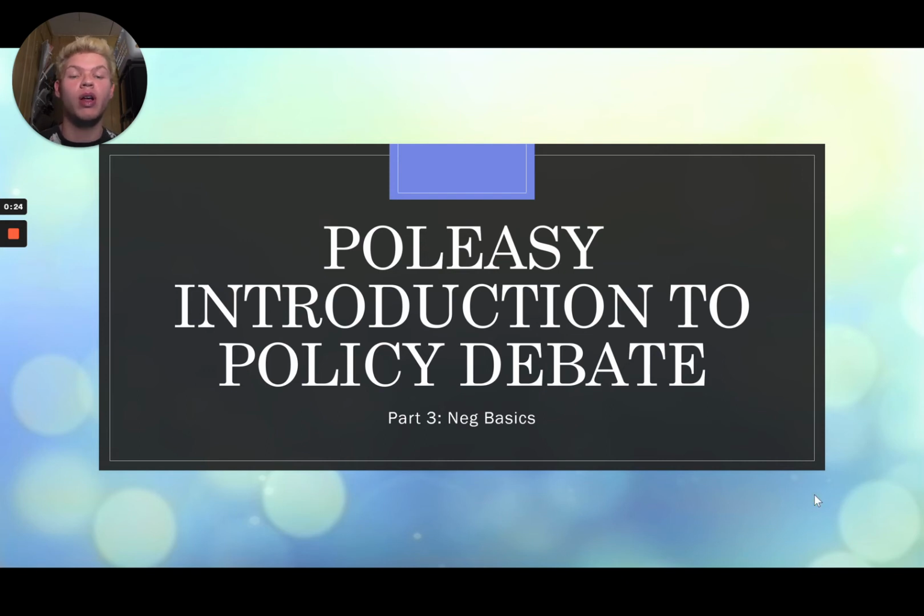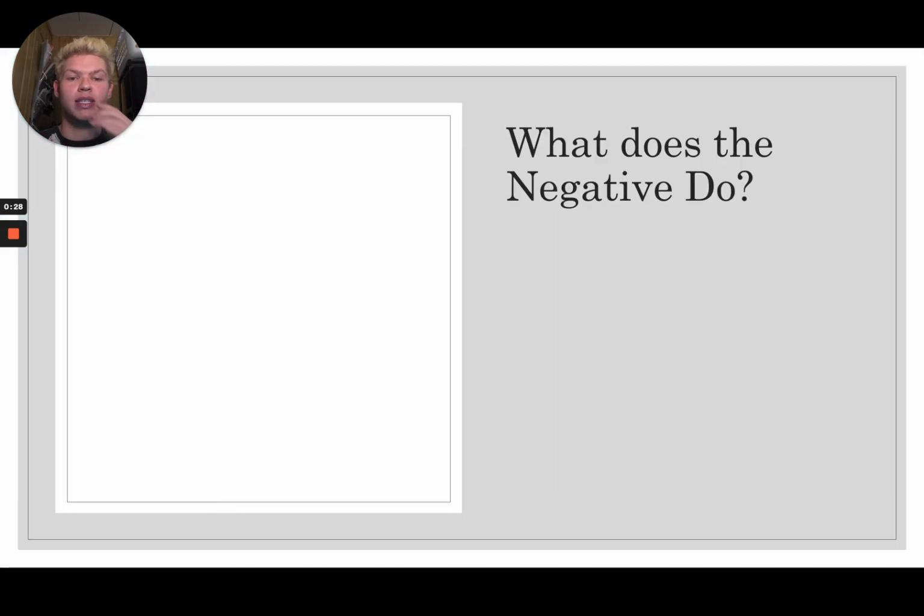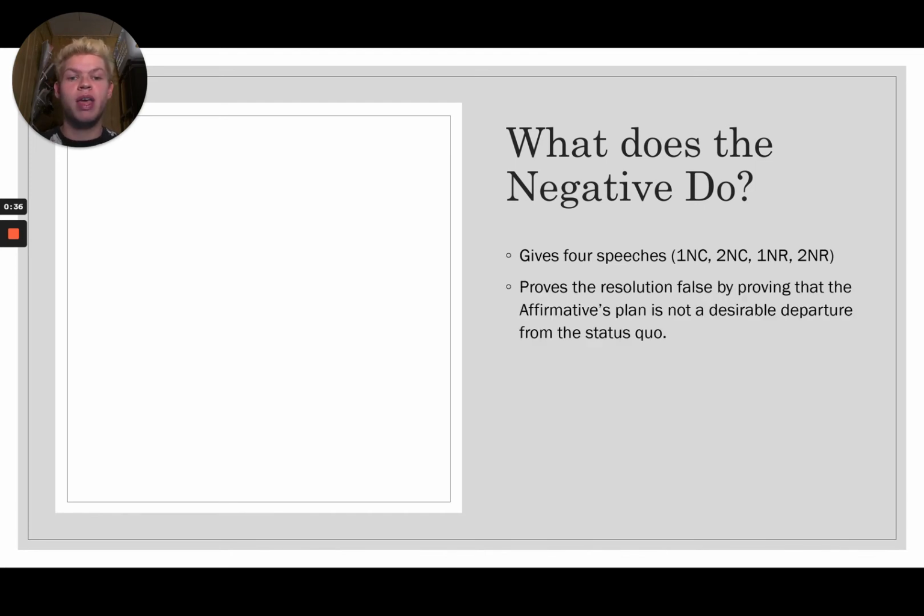So the first question I want to ask is, what exactly does the negative do, and how do they win in a policy debate? They give 4 speeches, the 1NC, the 2NC, the 1NR, and the 2NR, and they need to prove the resolution false by proving that the affirmative's plan is not a desirable departure from the status quo.